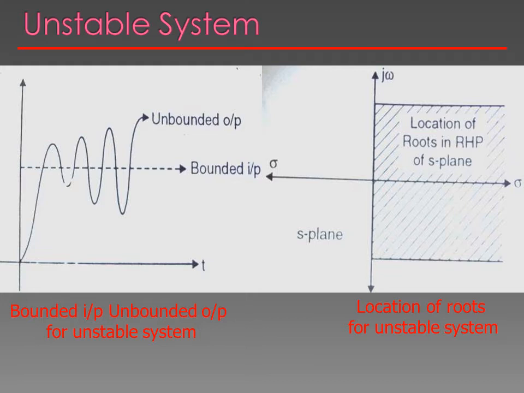This is shown here. We have given the bounded input but we have no control over the output. The output is unbounded. In this case, the system is said to be an unstable system. Now see the location of roots for the unstable systems. The roots are in the right half plane of the S-plane for the unstable system, as shown by the shaded area.